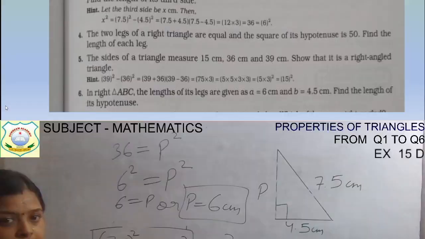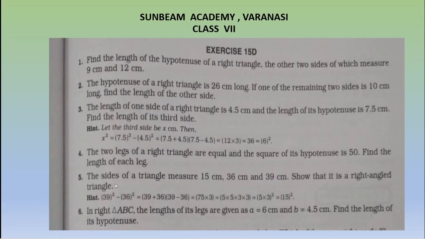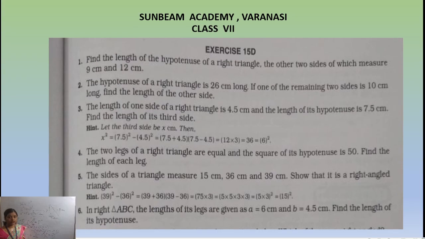Now let's move ahead with the next question. It is question number 5. The sides of a triangle measure 15, 36 and 39. You have to show that it is a right angle triangle. Children, a hint is also given in the book, but no need to see the hint first. First apply your brain.